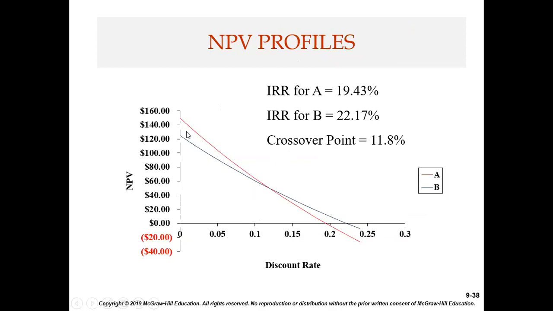Take a look at the crossover point. The internal rate of return for A is 19.43%. And so our net present value decreases until it reaches zero at 19.43%. The internal rate of return for project B, when net present value is at zero, is 22.17%. Okay, so the crossover point of these two rates is at 11.18%.